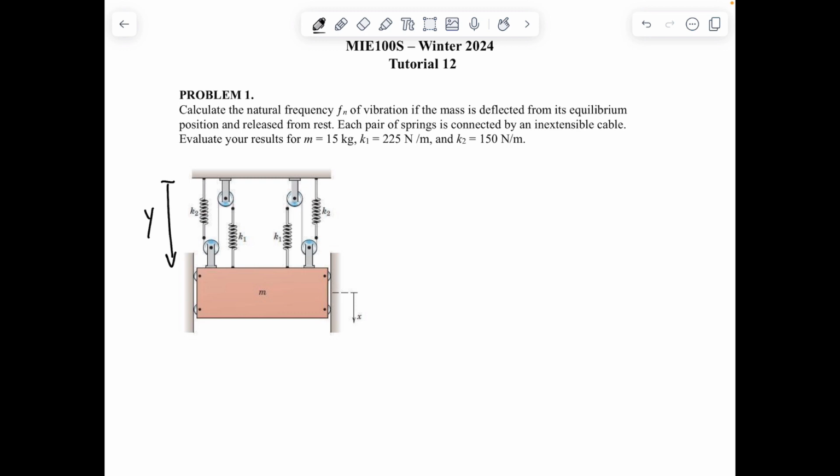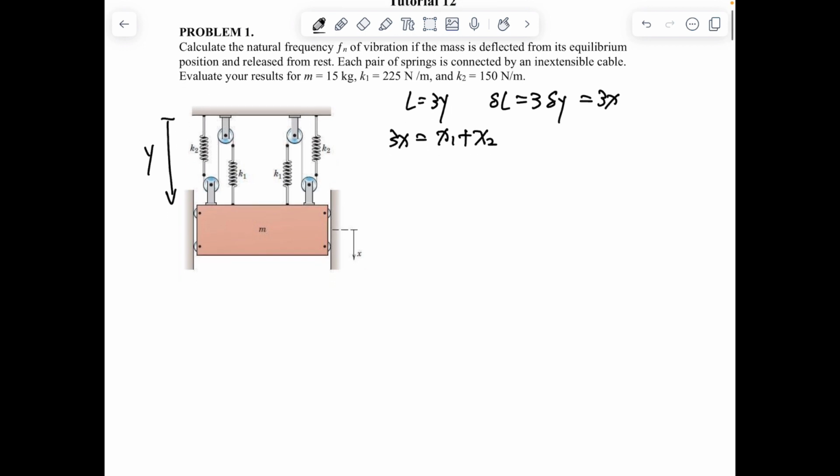We call this y. Then we have L, which is the length of the cable as well as the springs. We have L is equal to 3y, and dL is equal to 3 dy. This is equal to 3x. Then we have 3x is equal to x1 plus x2, where x1 is the stretch in the spring k1, and x2 is that of k2. Then we can draw the free body diagram of the pulleys.